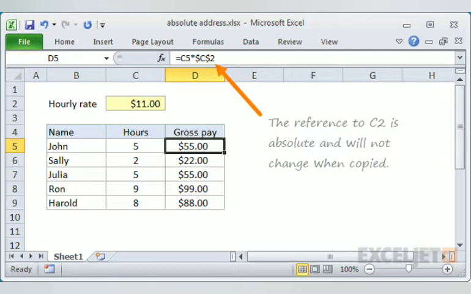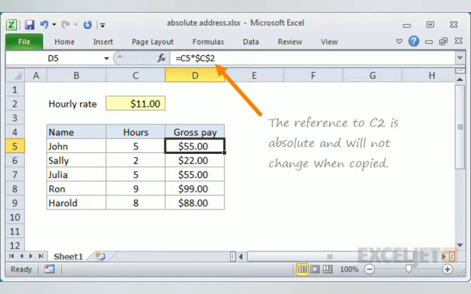That's why John got $55 and Sally only got $22, because the number of hours worked by John is more than Sally. Then what is the formula for finding out the gross pay? C5 will be multiplied by C2. Here the value of C2 is the same for all employees, that is the hourly rate given in the cell C2, and we are finding out the gross pay in the cells starting from C5, C6 up to C9.